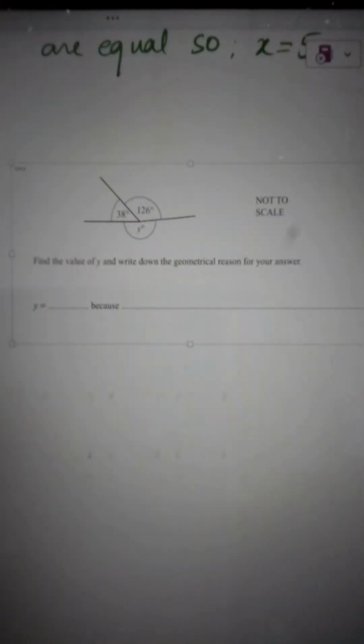Here we can see that y is the unknown. The statement of the question is: find the value of y and write down the geometrical reason for your answer.